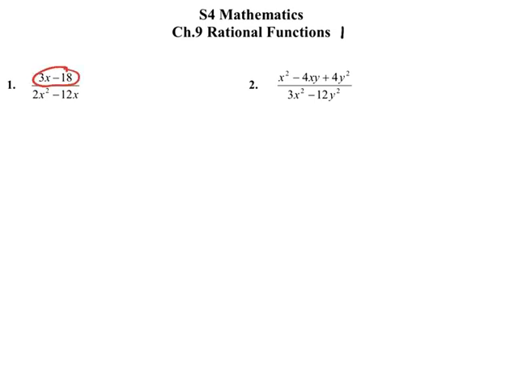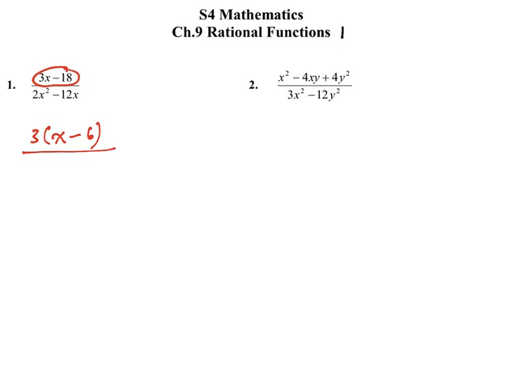So for the numerator, 3x minus 18, 3 and 18, there's a common factor. It is 3. They both can divide by 3, so we take 3 out, so it becomes x minus 6, because 18 divided by 3 is 6.